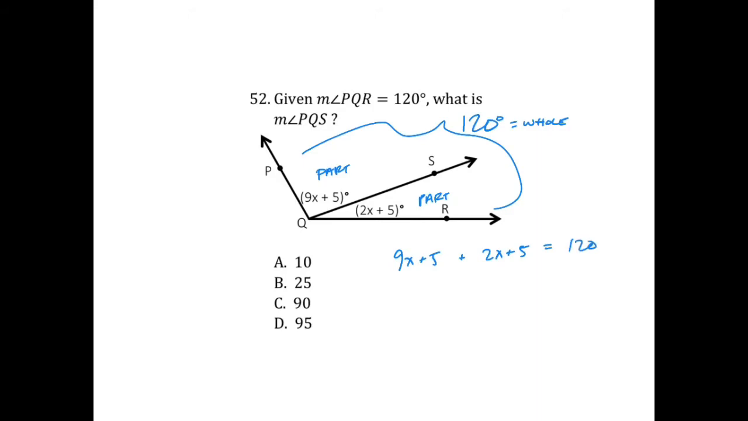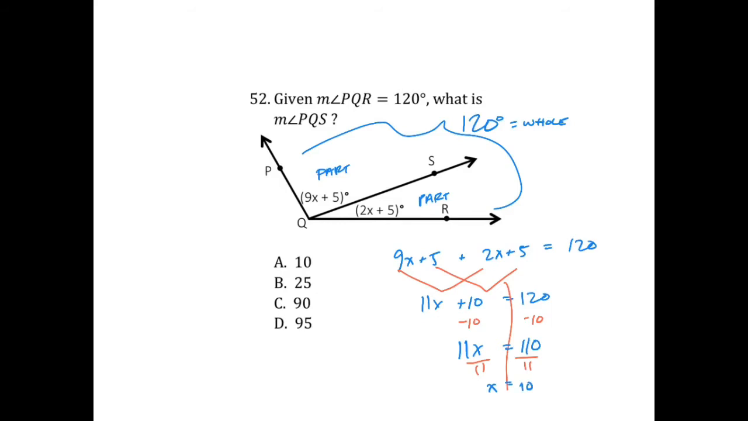So we'll have to combine some like terms. 9x and 2x make 11x, and then the plus 5 and plus 5 would be plus 10. And now I can solve. So minus 10, and 11x equals 110, and lastly divide by 11 and x equals 10.